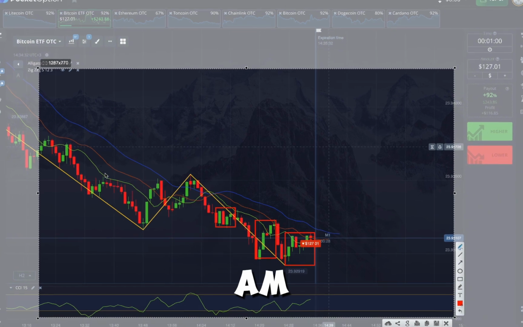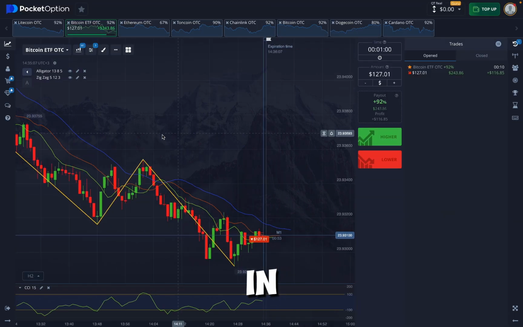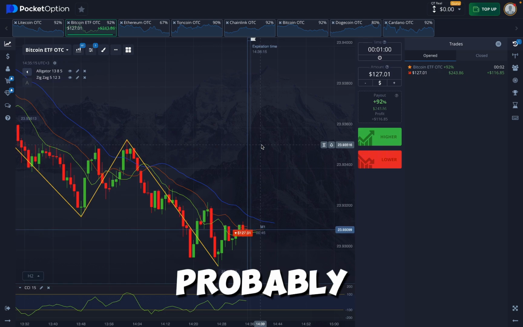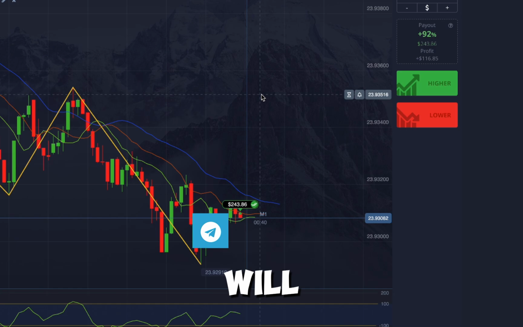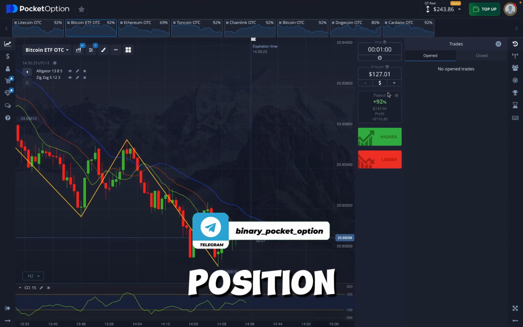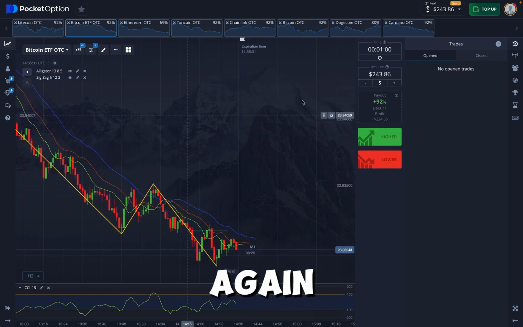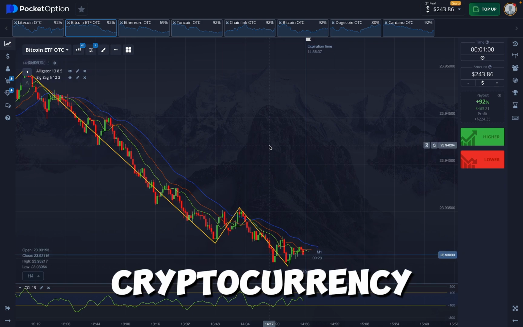So here I am, opening on the downside. And also the trade closes in plus. Great. Let's take another risk, and the next trade I will also probably open at the maximum balance amount. And the future profit will suit me. The next position also, I will try to pick the most reliable one, as I am already risking again all my profit. Let's continue and pick the next cryptocurrency.